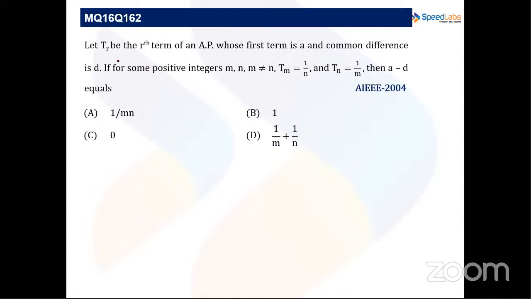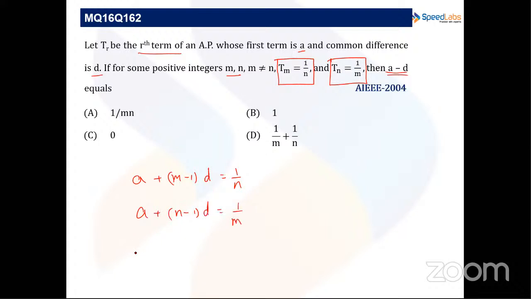Let Tr be the rth term of the AP whose first term is A and common difference is D. If for some positive integers m and n, Tm is 1 by n and Tn is 1 upon m, then we need to find the value of A minus D. So Tm will be A plus (m minus 1) into D equals 1 by n, and A plus (n minus 1) into D equals 1 upon m. Subtracting these two equations, we would be getting (m minus n) into D. Let's name these equation 1 and equation 2. We are doing equation 1 minus equation 2.